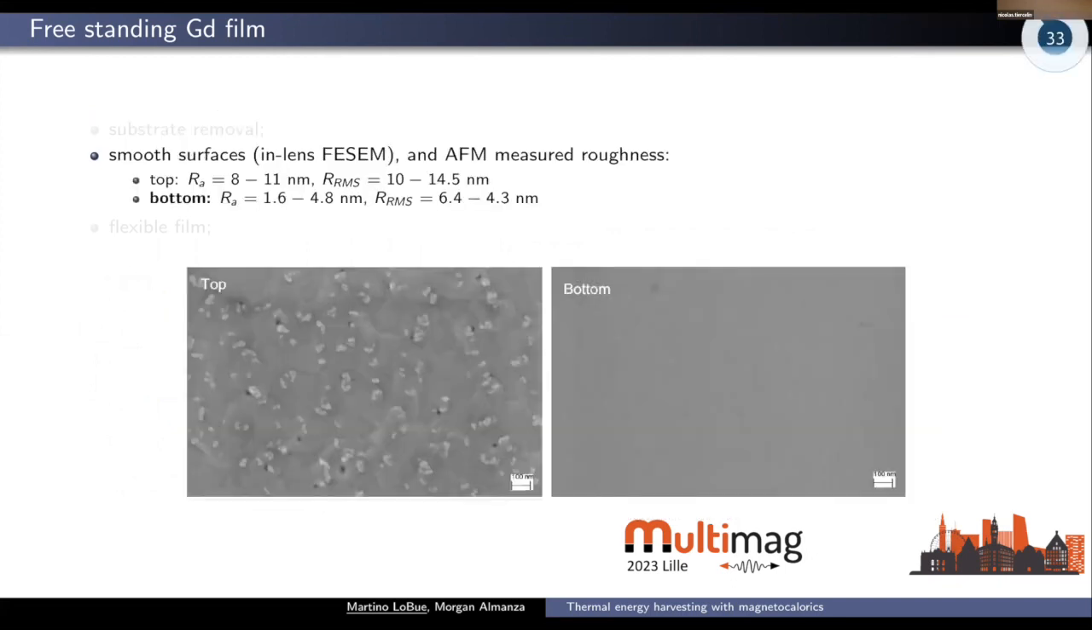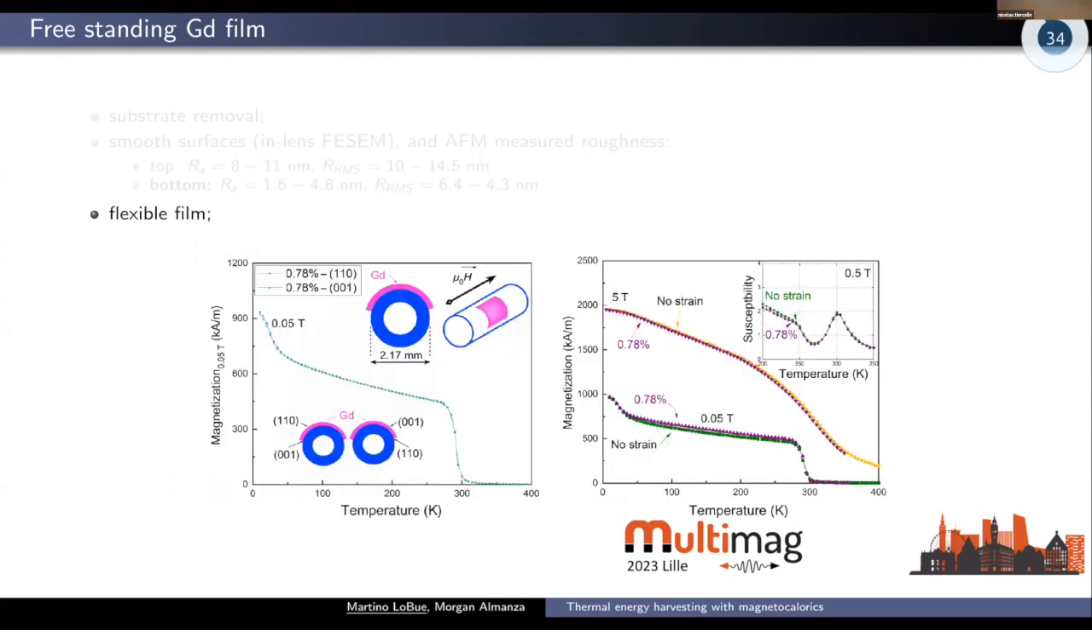We removed the substrate. We managed to have a smooth surface on both sides. And then we tortured the sample, as Matthias did. We have also our confessor dye device to strain samples. And gadolinium confessed before dying that its magnetic properties are pretty stable under strain. So that was quite good news.